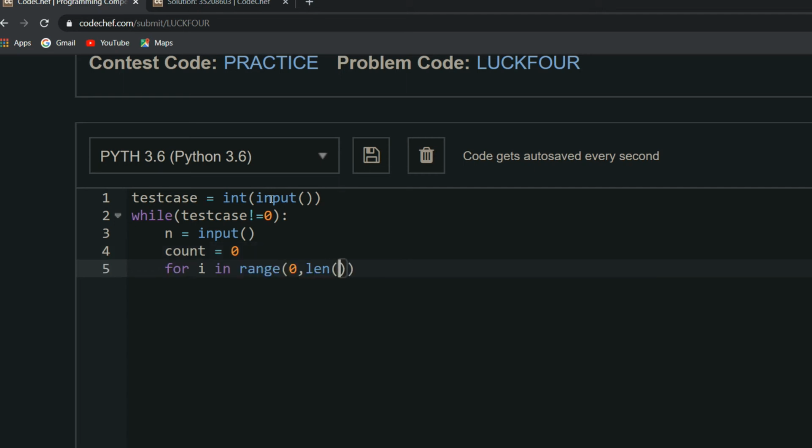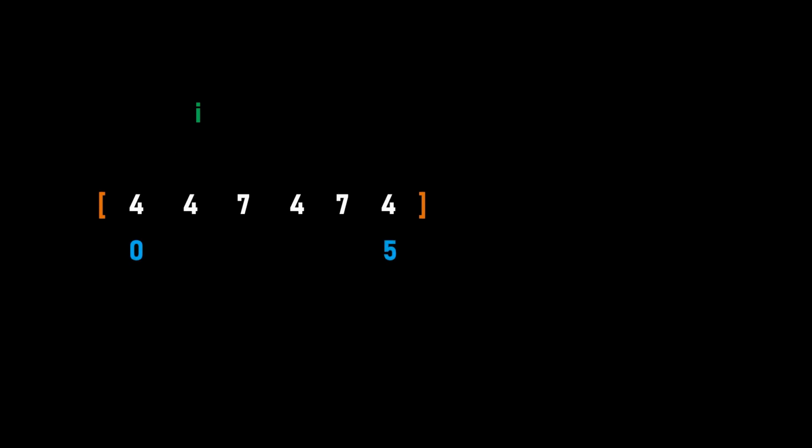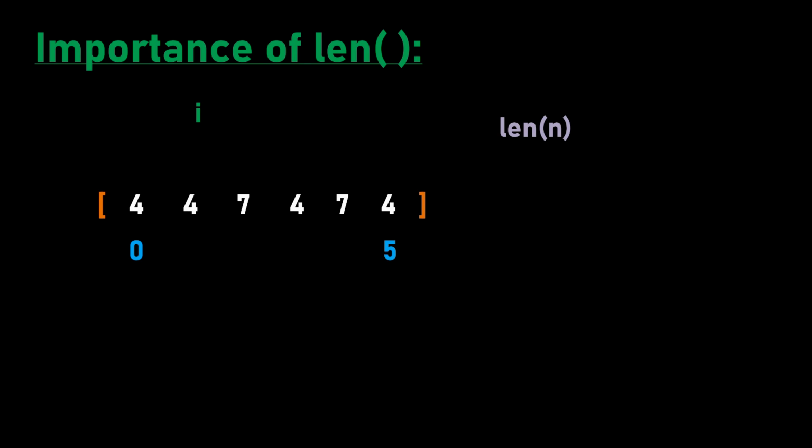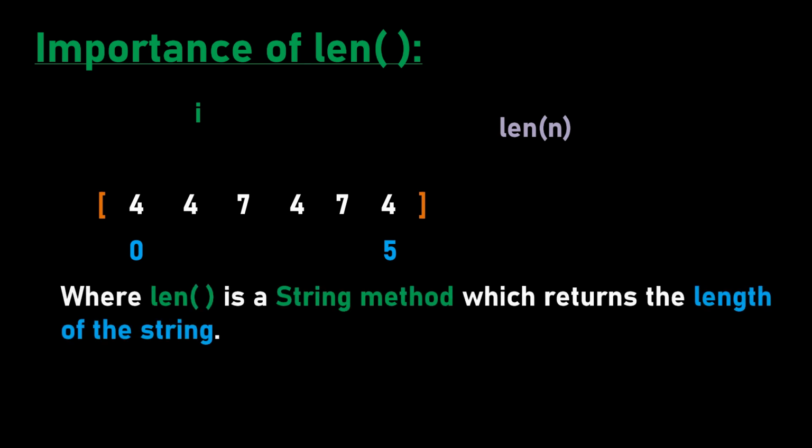So for i in range of 0, len of n. By this instruction, a variable i is created dynamically to travel to each and every character in the string, where the range method helps us travel from 0 to the actual length of the string. We don't know the exact length of the string, so len of n will take care of it, where len is a method which returns the length of the string.